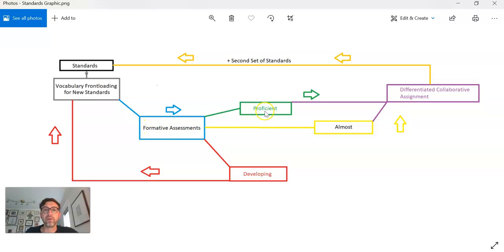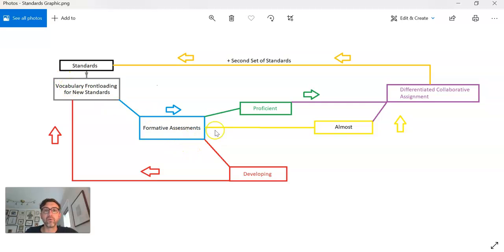Now, once the students become proficient or almost proficient in these skills, they then move into this purple box. The skills that they don't quite master, the ones that they're not doing as well in and are still developing, move down into this box and are then recycled back up here for the next unit.